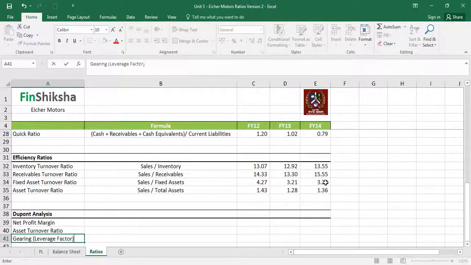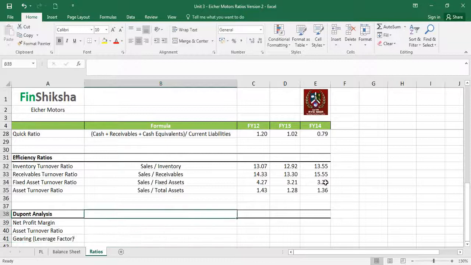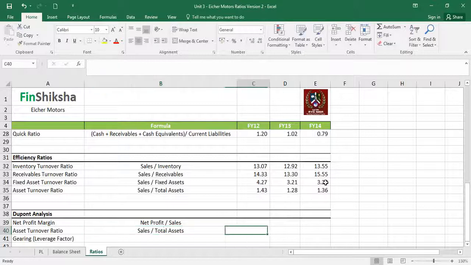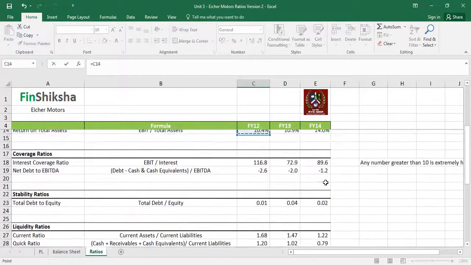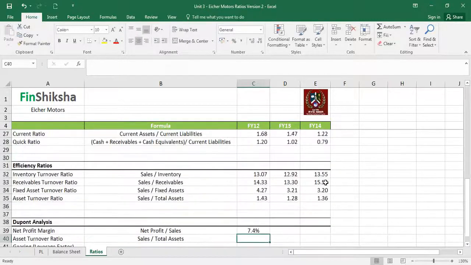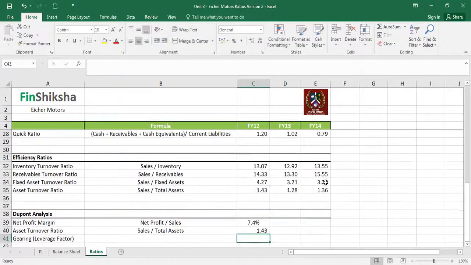Now, net profit margin, we already know the formula is net profit by sales. Asset turnover ratio is sales by total assets. In fact, these two numbers we've already calculated. So I'm just going to link net profit margin to the net profit number here. I'm going to link sales by total assets to the sales by total assets number here.